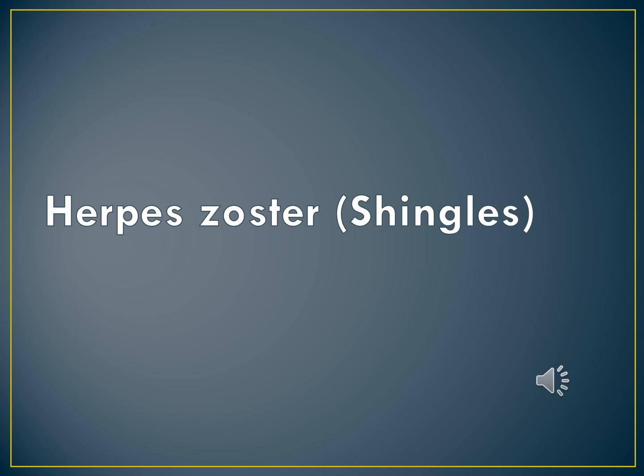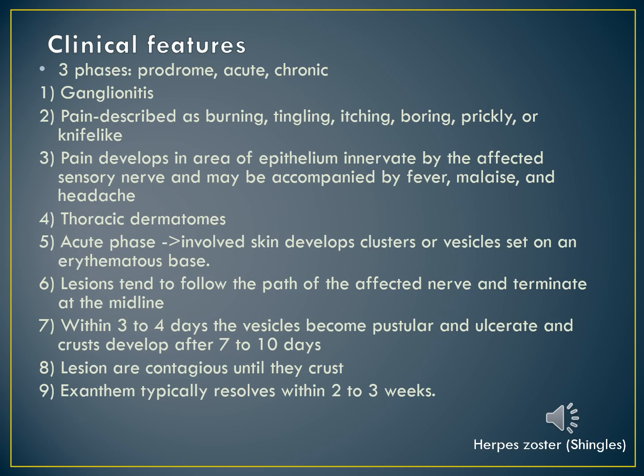I'll move on to herpes zoster, also known as shingles. There are 3 phases in herpes zoster, known as prodrome, acute, and chronic. Ganglionitis develops with resultant neuronal necrosis and severe neuralgia. Pain intensifies as the virus travels down the nerve. It is described as burning, tingling, itching, boring, prickly, or knife-like.